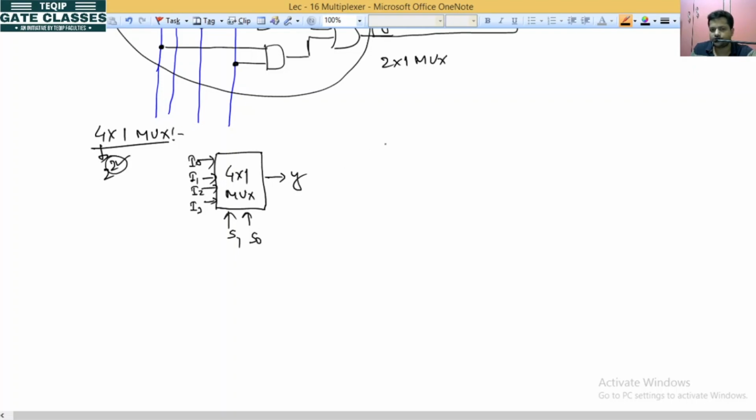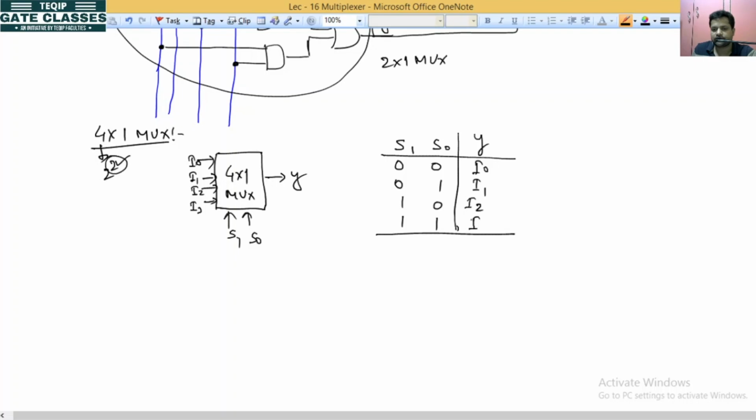If you want to create the truth table, it will be S1, S0 and Y. The truth table of a mux is between the selection lines and output. 2 selection lines are there, so how many combinations? 4 combinations: 00, 01, 10, 11. So what will be the output? If it is 00, then I0 will be transferred to the output. If it is 01, then I1 will be transferred to the output. If it is 10, I2 will be transferred. If it is 11, then I3 will be transferred to the output.